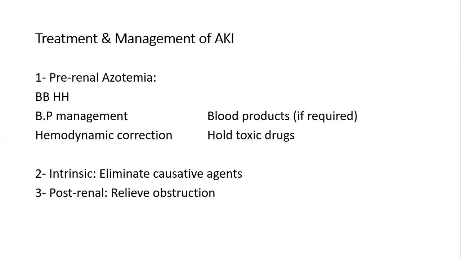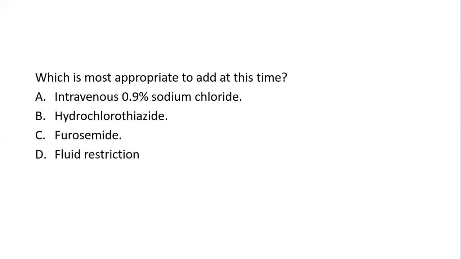And you also do the hemodynamic correction. You do the crystalloids preferably and colloids if it's a hepatic cause. And you hold the toxic drugs. That's how you manage pre-renal azotemia. The intrinsic ones are usually managed by eliminating the causative agents. There's no specific therapy for intrinsic renal failure. You just eliminate the causative agents. And for post-renal, you relieve the obstruction. You remove the stone out and you just relieve the obstruction. So what do you think in this scenario should be the most appropriate to add?